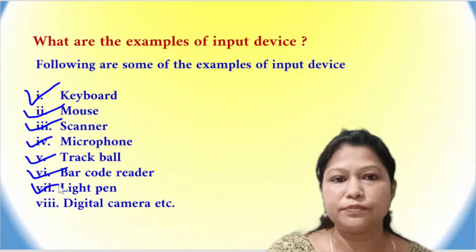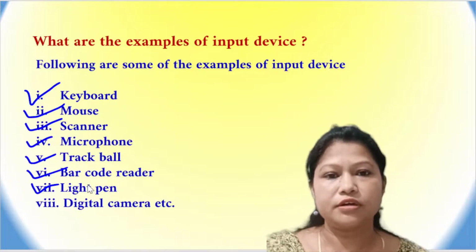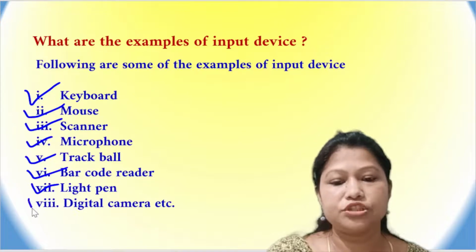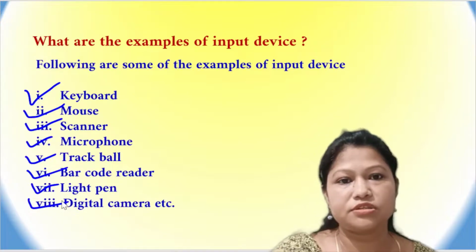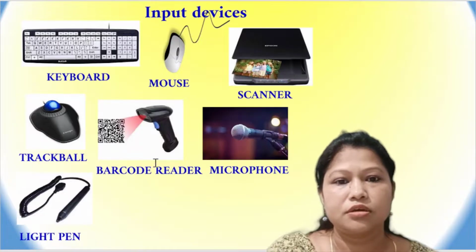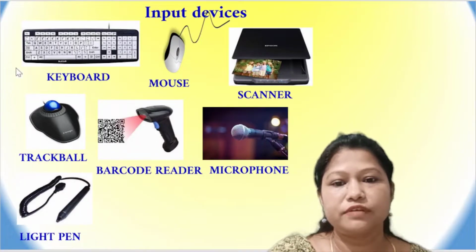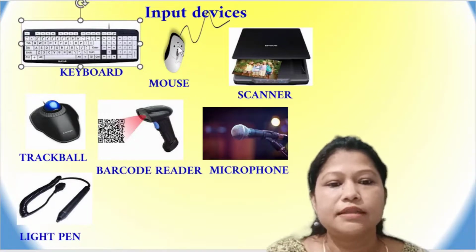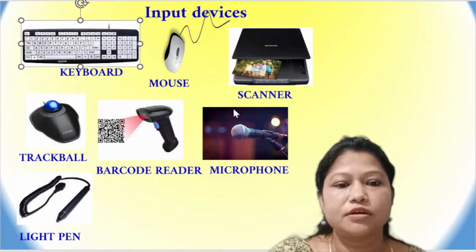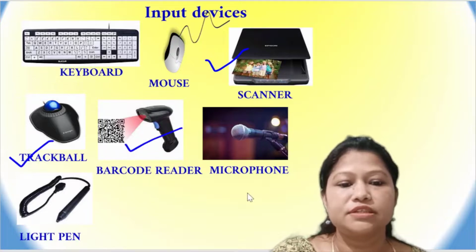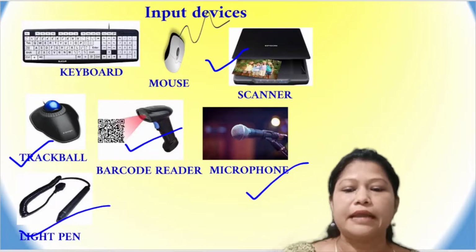Next is a light pen. Light pen is used for selecting objects on the screen and for drawing. And then the digital camera, which is used for taking pictures and videos, which we can then transfer to the computer system. Next are the various images of our input devices. This is the keyboard. Then this is the mouse. Then this is the scanner. This is a trackball. This is a barcode reader. This is a microphone. Then this is a light pen.